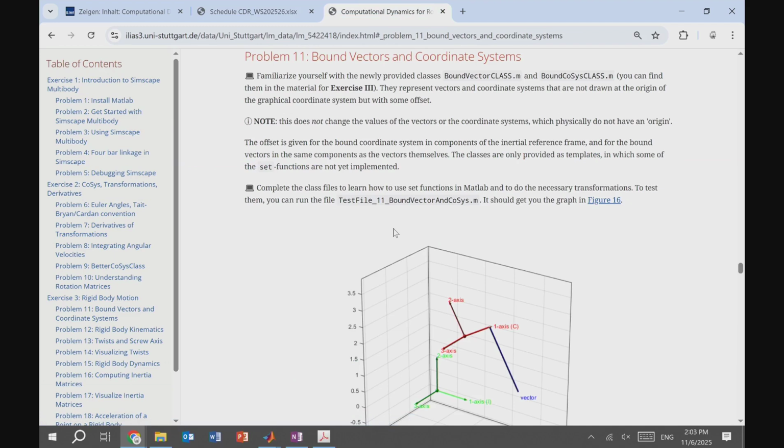Number 1, you got 2 new classes that are called bound coordinate system and bound vector. This is not something that exists in physics because coordinate systems and vectors don't have an origin. Normally we have to take the point, the vector and the coordinate system separately. Here we're combining them into one object mostly for graphics purposes, because we want to generate translational and rotational movement for coordinate systems that shouldn't be drawn at the origin, and this is what these 2 classes do.